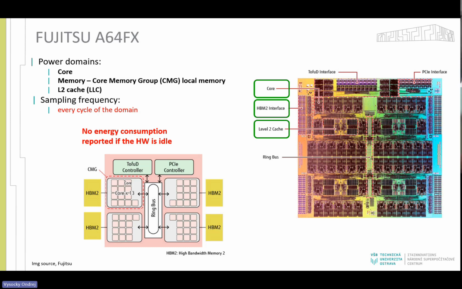So if the core is under load, it is usually running, let's say, at 2 gigahertz frequency. So the power sampling is really running at 2 gigahertz. However, if the core is idle, there is no power consumption reported. So for idle CPUs, the energy consumption is very far from the reality, because really it consumes some energy, but no energy is reported.